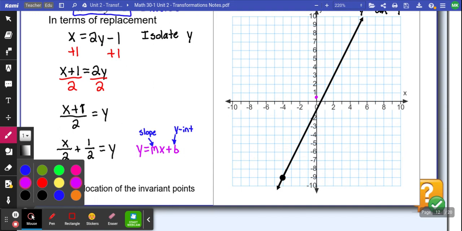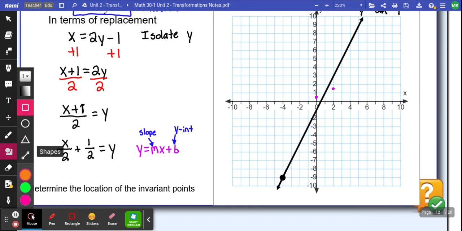And then you're going to go, rise over run, up 1/2. Did I miss a negative somewhere? No. Okay, that's good. Up 1/2. Something like that. My line should look like this.